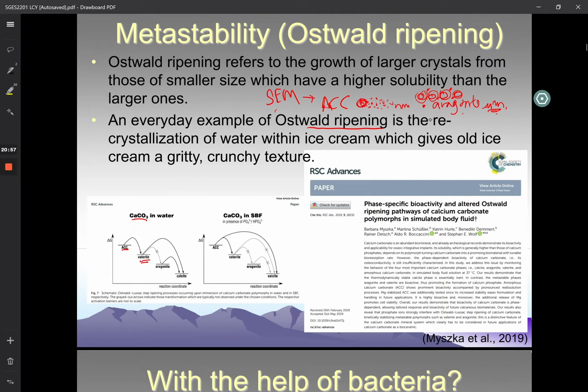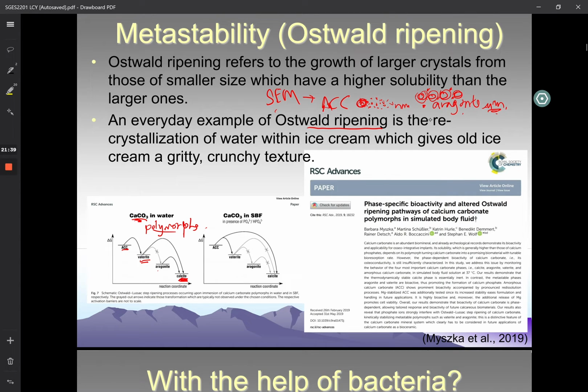So you have this term polymorph, right? They are chemically identical, but the crystal structure is just slightly different. So you have the vaterite and then aragonite, right? And then further transformation will eventually form calcite, right?